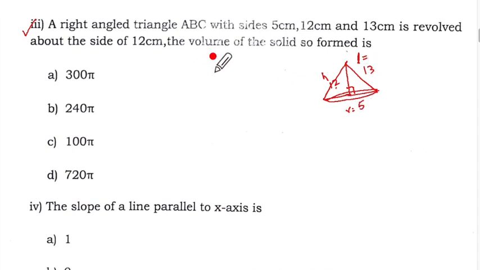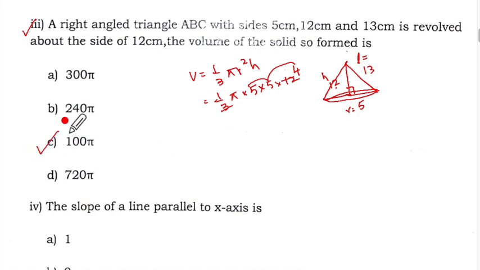So what would be the volume? The volume of the cone is 1/3 pi r square h. So it becomes 1 upon 3 pi into r square is 5 into 5 into h is 12. So 3 ones and 3 fours, so you'll have 25 fours 100. 100 pi is the option.